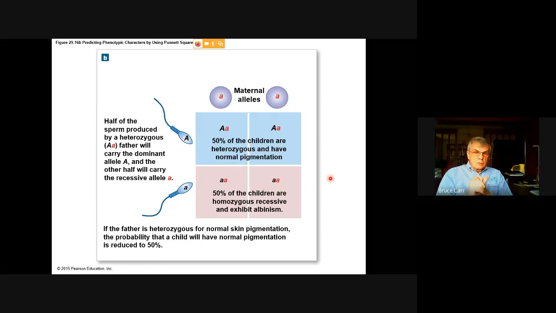One gene, we'll just call it the A gene, affects skin pigmentation. Two alleles, big A for normal skin pigmentation, which is dominant, and little a for recessive skin pigmentation, albinism, which is totally recessive.